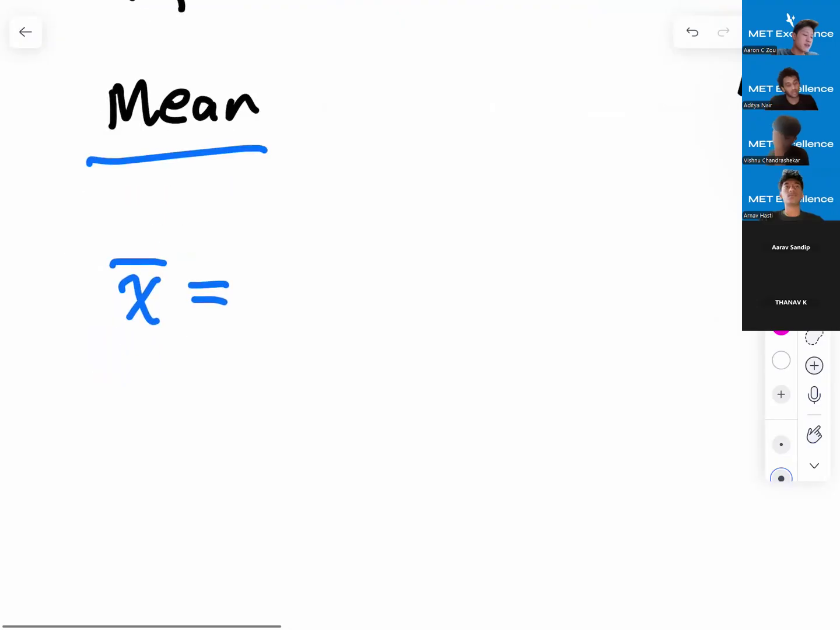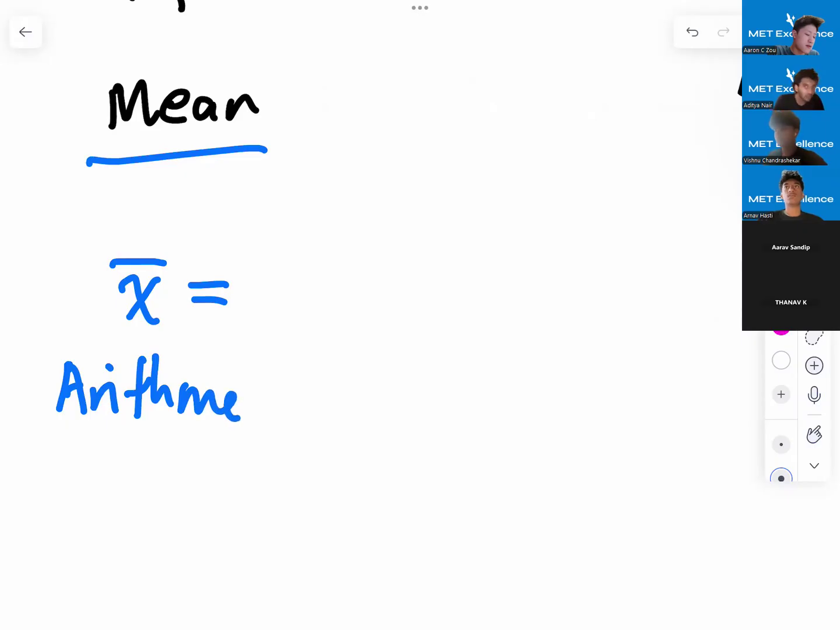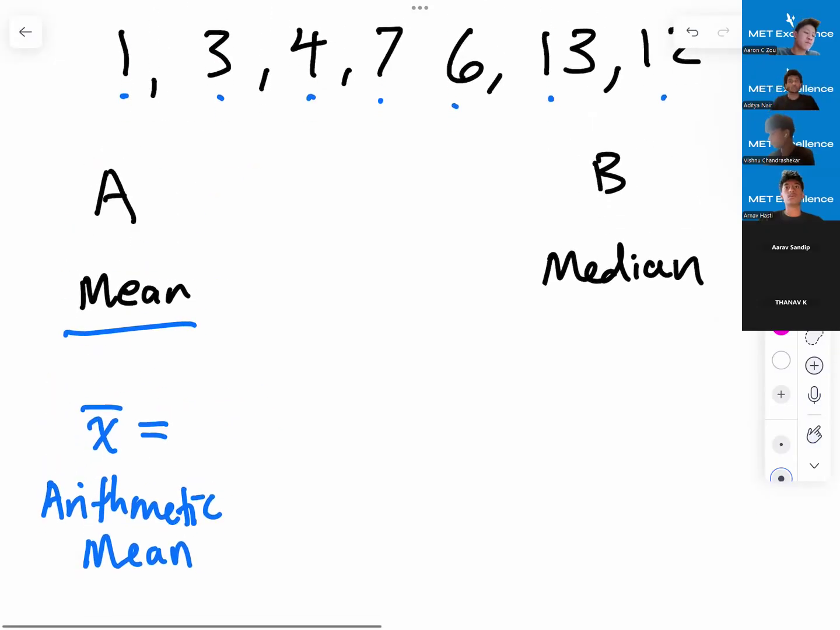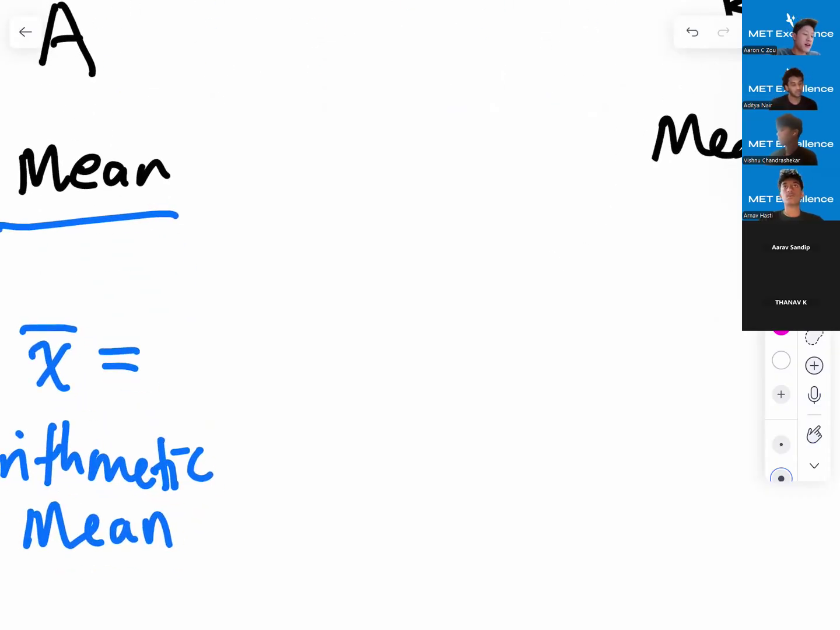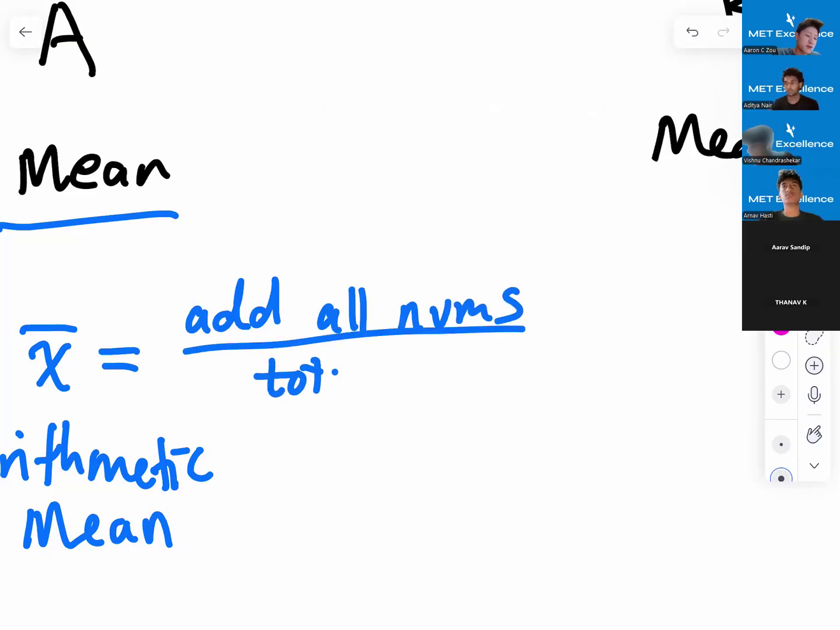The mean that we're going to work with is called the arithmetic mean. The reason it's called that is because to calculate this mean, we add all the numbers together and divide by the total amount, like I said earlier. To write that out: add all the numbers and then divide by the total number of numbers. Let's just say total amount.